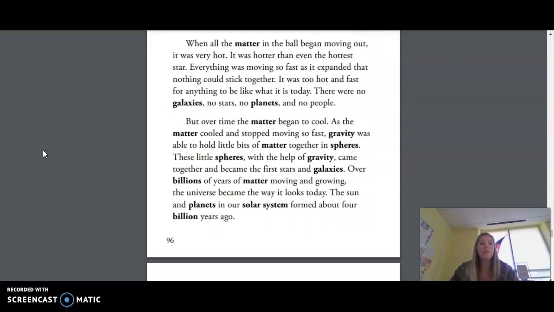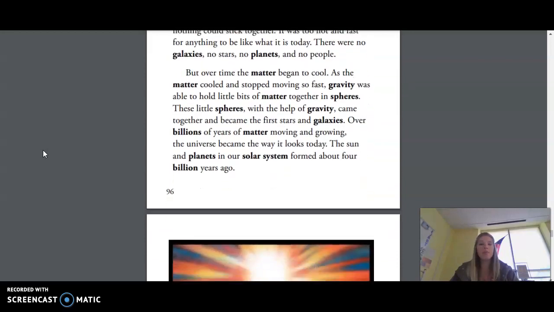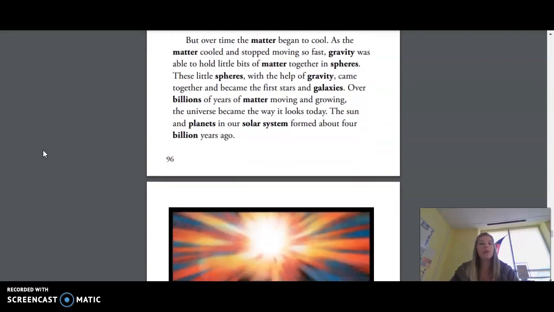When all the matter in the ball began moving out, it was very hot. It was hotter than even the hottest star. Everything was moving so fast as it expanded that nothing could stick together. It was too hot and fast for anything to be like what it is today. There were no galaxies, no stars, no planets, and no people. But over time, the matter began to cool.